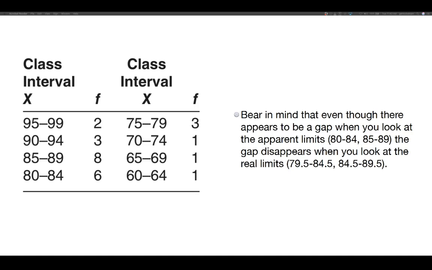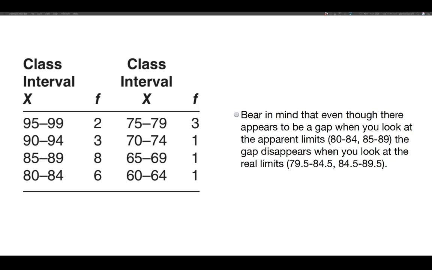And on the other hand, if we want to also know the lower real limit in the case of the class interval 80 to 84, 80 is the lower apparent limit, and we only have to subtract 0.5, and we could have 79.5 as our lower real limit. That's only the case if we are also dealing with a continuous variable. So even when you are utilizing the real limits of the class intervals, there is still no overlap.